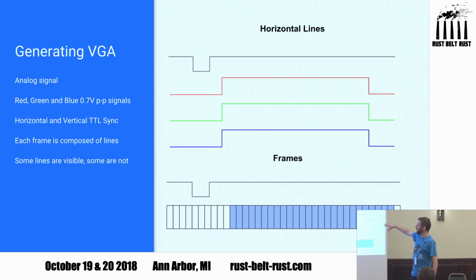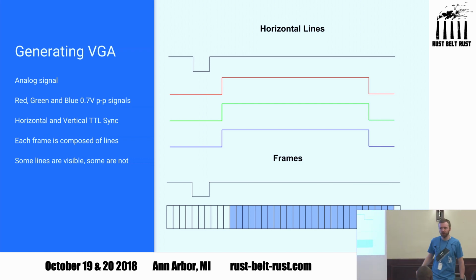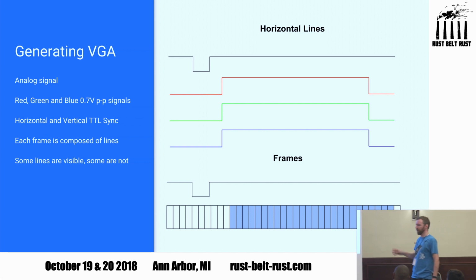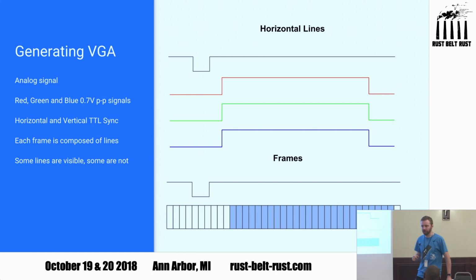So you have these lines, and then lines make up a frame. And again, some of the frames are invisible. They're off the top of the screen or off the bottom, depending on your point of view, and some of them are on screen. And that turns out to be really useful, because while the beam is going across the screen in the visible portion, my CPU is going to be pretty busy doing pixels. But while the beam is off the bottom of the screen in this invisible area, well, I've got no pixels to draw, so my CPU can go and do something else.